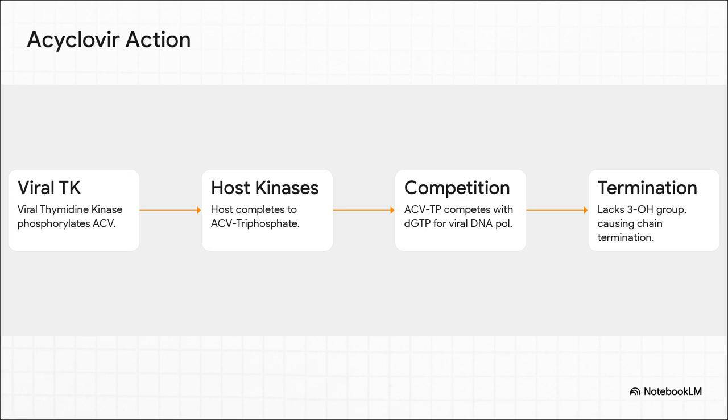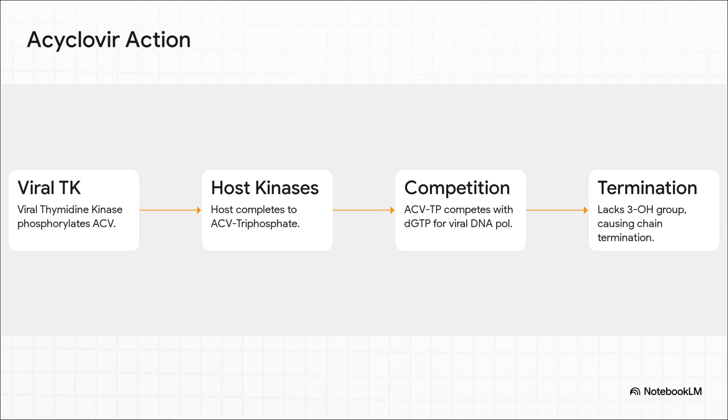Acyclovir is honestly incredibly elegant. The virus essentially weaponizes its own enzymes to terminate itself. Step 1. Viral thymidine kinase, or TK, performs the initial phosphorylation from acyclovir to acyclovir monophosphate, and it does this 30 times faster than the host's own enzymes. Step 2. Then, normal host kinases come in and complete the phosphorylation to the active acyclovir triphosphate, or ACVTP.